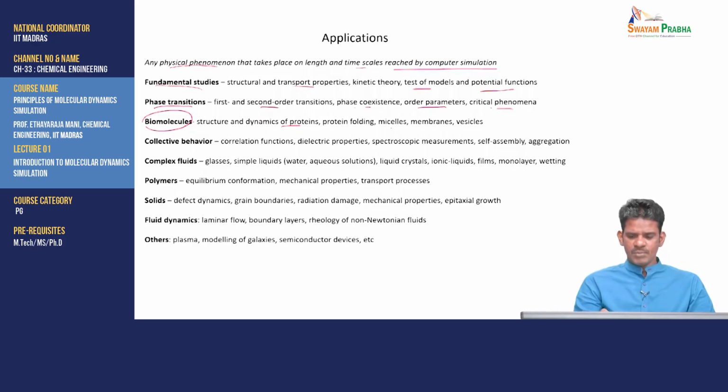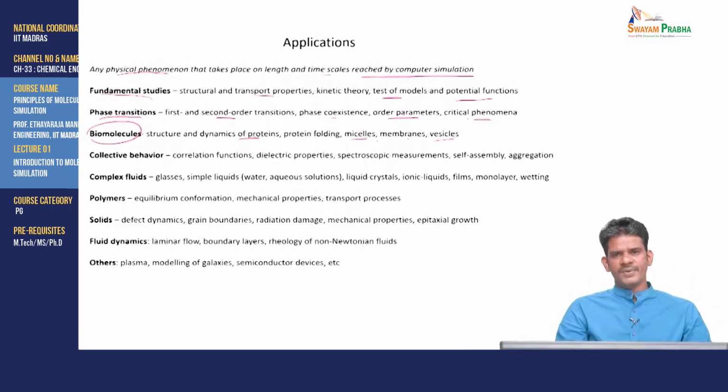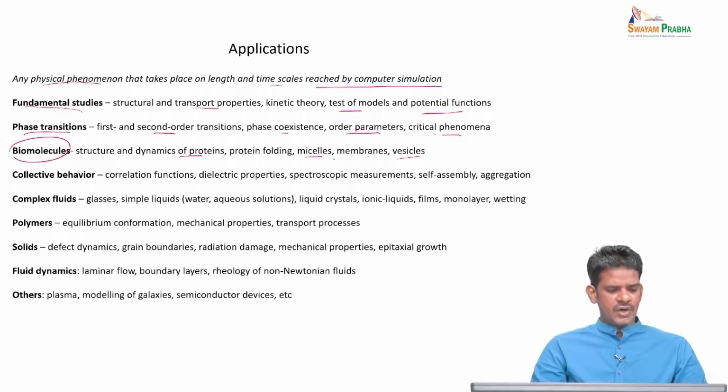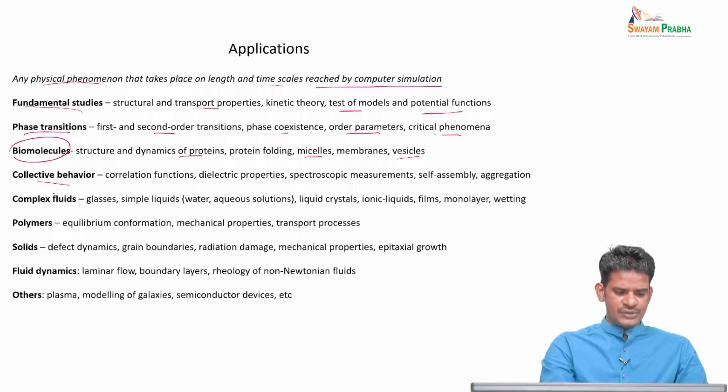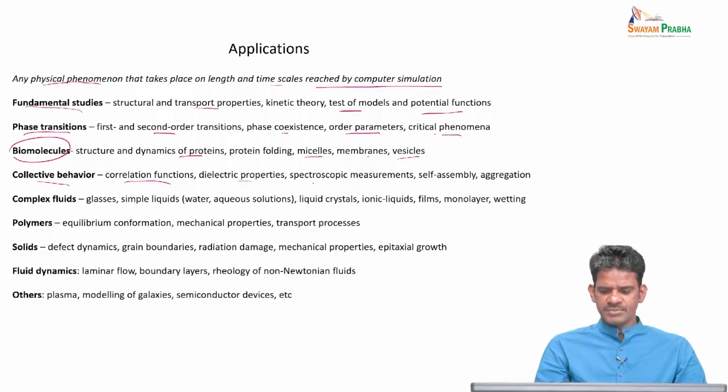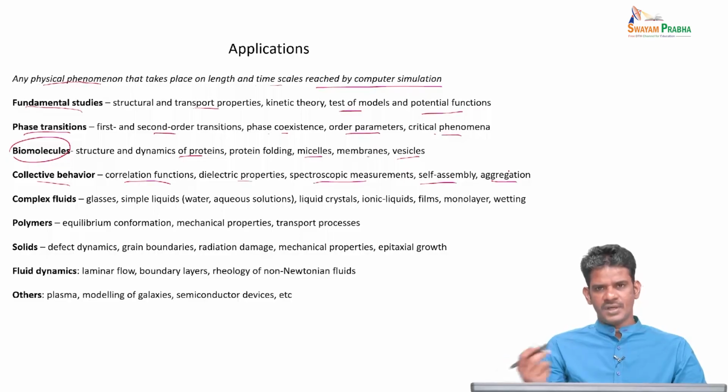Surfactant micelles, lipid vesicles and membranes are also some of the topics that were studied in the earlier times. Not only individual molecular systems, but also collective behavior has been studied, which involves calculation of correlation functions, dielectric properties, sometimes spectroscopic measurements, self-assembly of particles and surfactants, and aggregation of nanoparticles and polymers. These are some of the systems that have been studied for collective behavior.